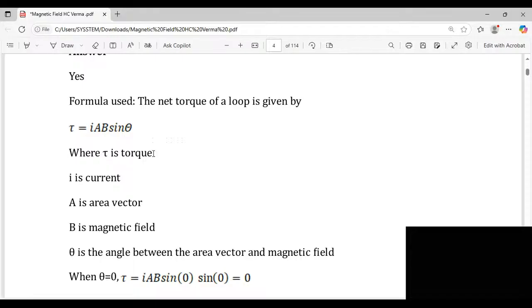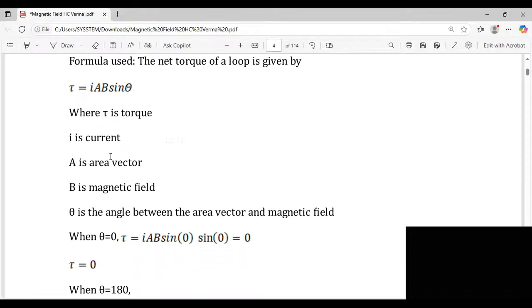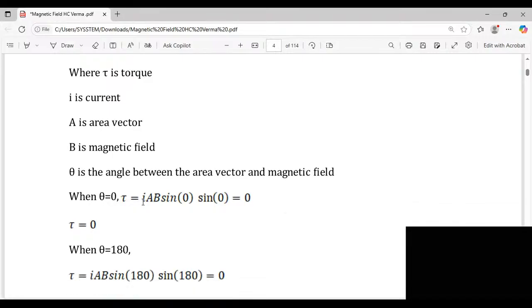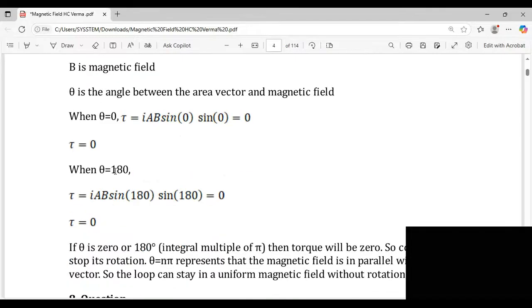where tau is the torque, I is the current, A is the area vector, B is the magnetic field, theta is the angle between area vector and magnetic field. When theta equals 0, tau will be I A B sin 0, and the value of sin 0 is 0. Therefore, the value of tau or torque will be 0. When theta equals 180 degrees, the value of sin 180 degrees is also 0.